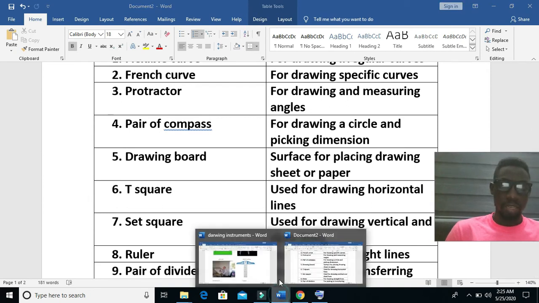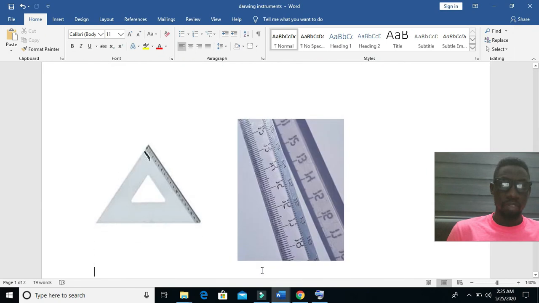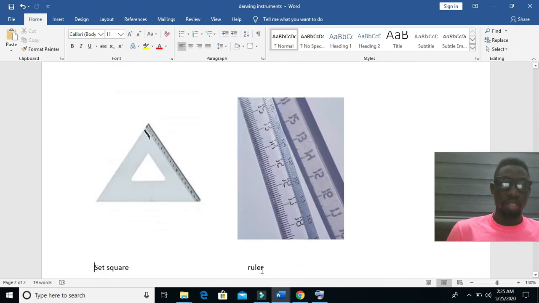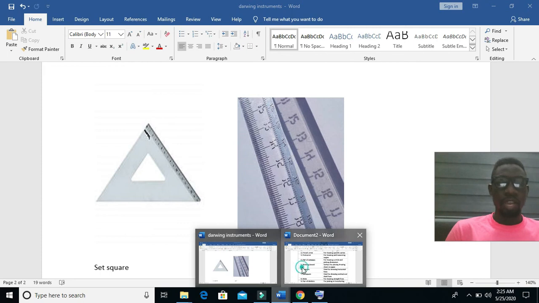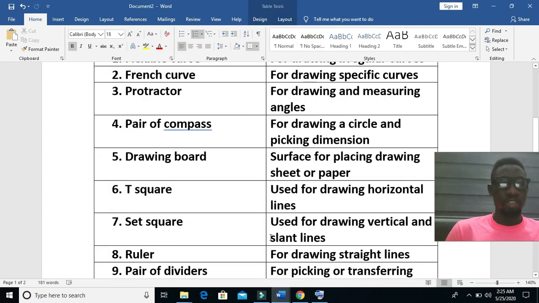And let's take a look at the image. Can you see it is a set square? You can see it. We have it in a mathematical set as well. It's used for drawing slant line. This side is for slant line, and you can also straighten it for it to draw a vertical line. Okay, the number 8 instrument we are going to be considering is a ruler.